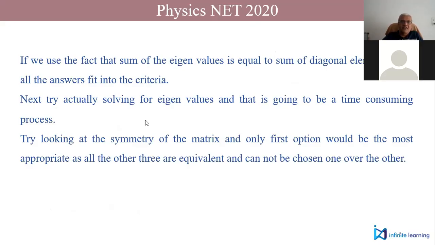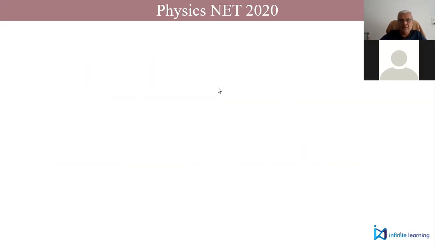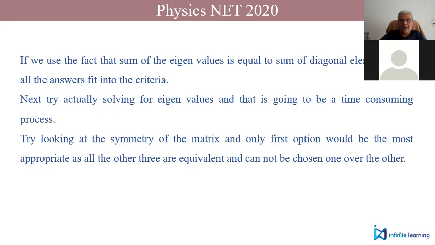So if you took the sum of the eigenvalues, then all the answers fit that criterion. But actually, if you solve it, it will be a very time-consuming process. In exams like this, you don't have so much time to actually find 3 eigenvalues. But if you look at the symmetry of the matrix, then obviously only the first option would look symmetric. Most of the time they give us questions like this, where the matrix is symmetric. So only the first option is likely to be the correct answer.